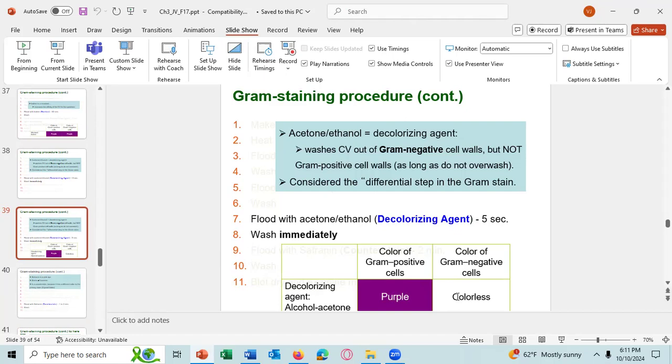If you, for example, did not apply the decolorizing agent for long enough, then the gram-negative cells will be stained purple. And if you apply the decolorizing agent for too long, the gram-positive cells will be colorless as well as the gram-negative cells. So that's why the decolorizing step is very tricky. It's the hard one. And practice usually allows the student to get the gram stain, meaning how to do it.